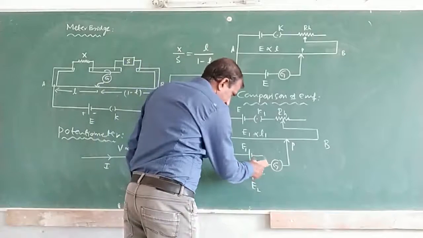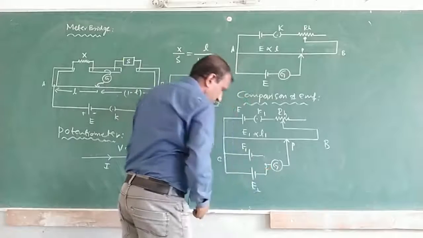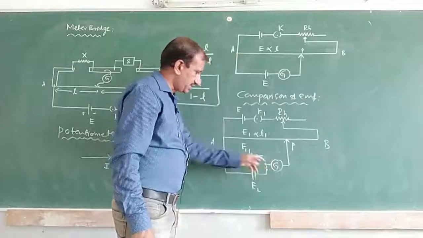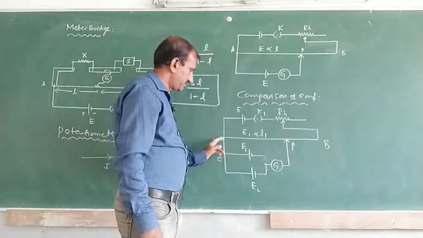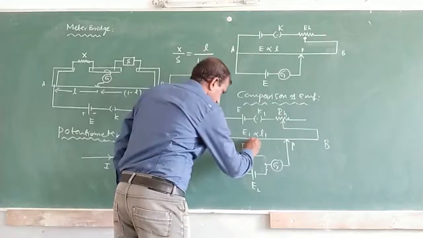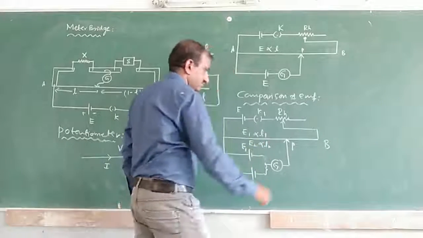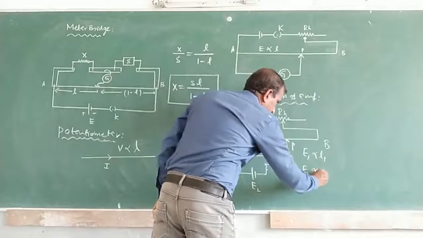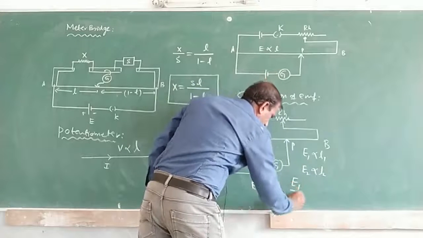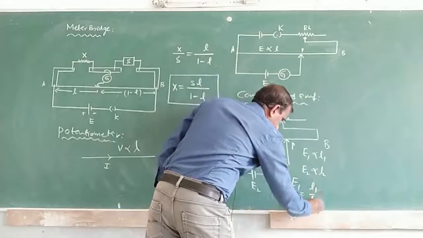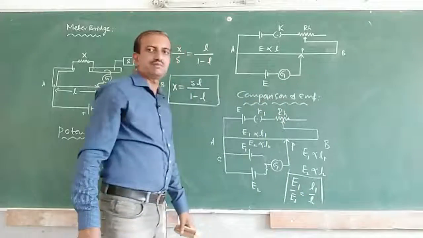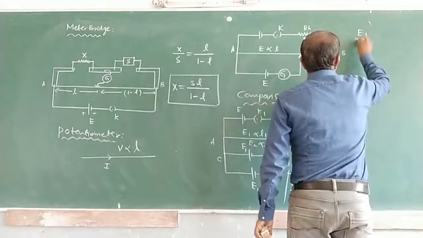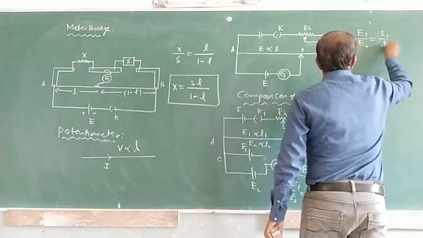Now once again, close these two, E2 and G are connected. When E2 and G are connected, again move the pointer P from A towards B till the galvanometer shows 0 deflection. So E2 is proportional to L2. E1 is proportional to the length L1 and E2 is proportional to the length L2. Therefore, E1 by E2 is equal to L1 by L2. So we can compare the EMF of two cells using the potentiometer.